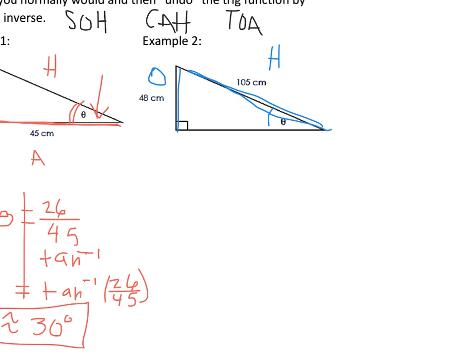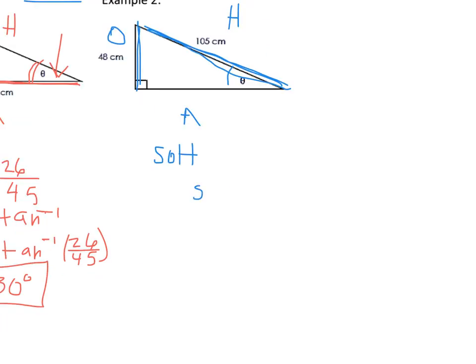And then whatever is left over is the adjacent side next to the angle. I don't have any information there, so I don't want to use that side. So I'll be using O and H, which means SOH. Sine of theta equals opposite, which is 48, over the hypotenuse, which is 105.